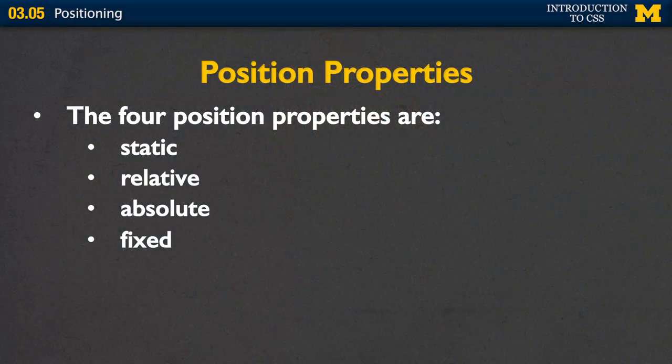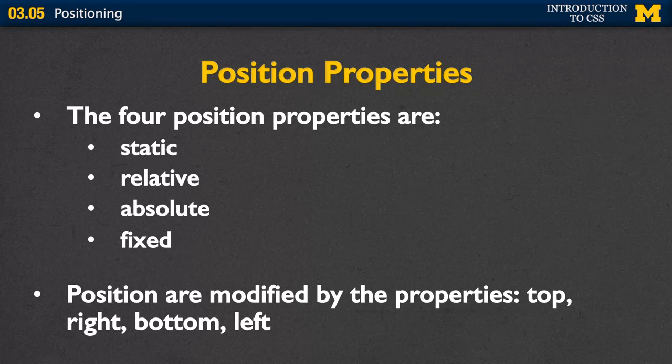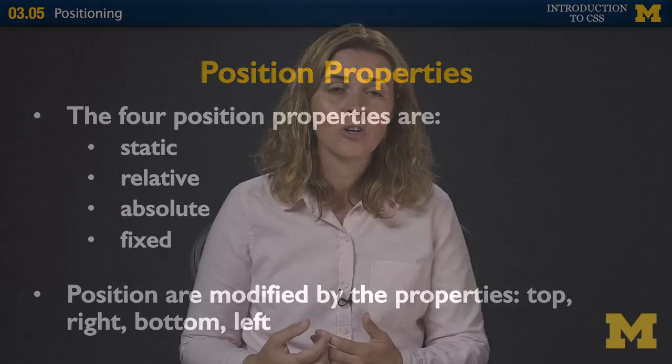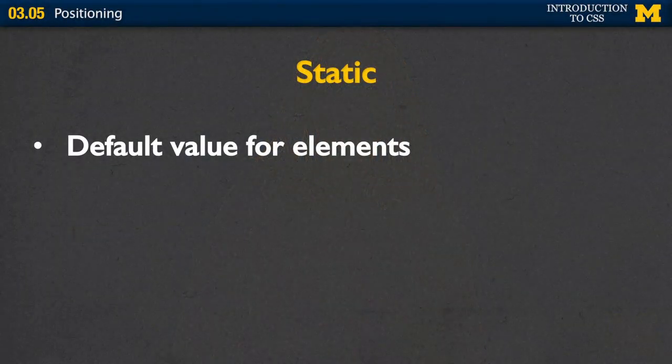Okay? The 4 position properties are static, relative, absolute, and fixed. And for the most part, they're very different. How they work together is that each one of these can also be modified by properties such as top, right, bottom, and left. So you say what kind of position you want the element to be, and then you can say, but I want it to be this far from the top, or this high off the bottom, or this far over from the left. So let's start with static.